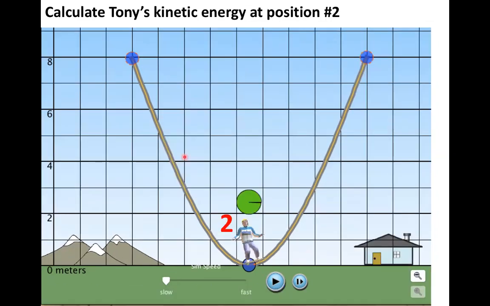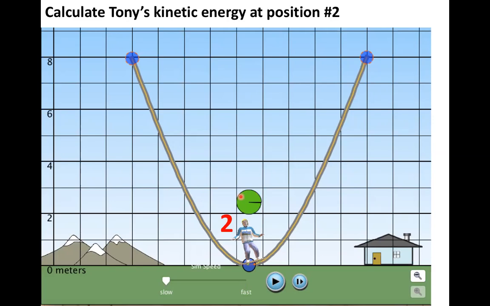What about Tony's kinetic energy at position 2? Recall that kinetic energy is 1/2 mv squared. Do we have mass? Yes. Do we have v? No. We don't know the speed at the bottom. We do know that it's the maximum speed, but we don't know it. So I want you to pause this video right now and see if you can think of how you can find the kinetic energy if you don't have speed.